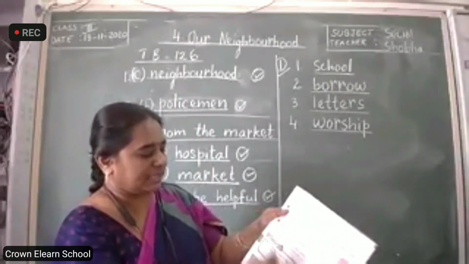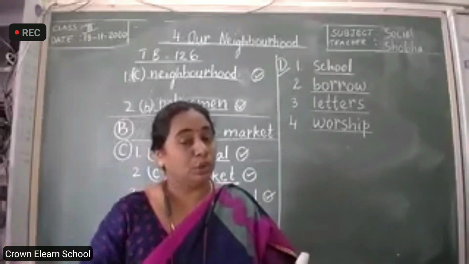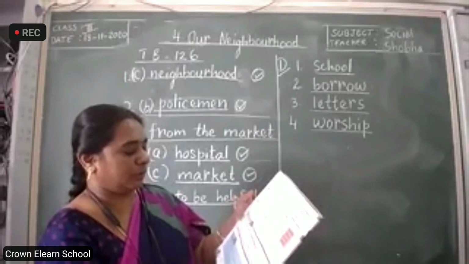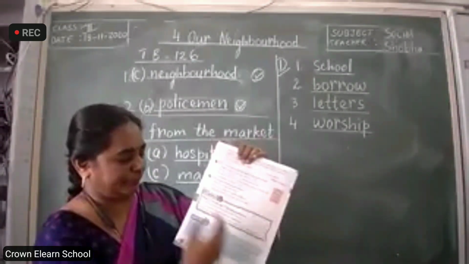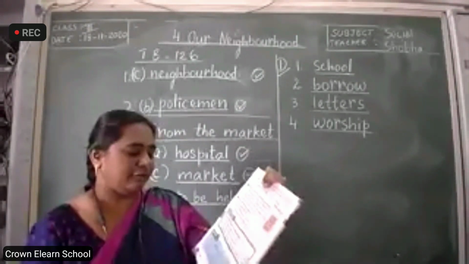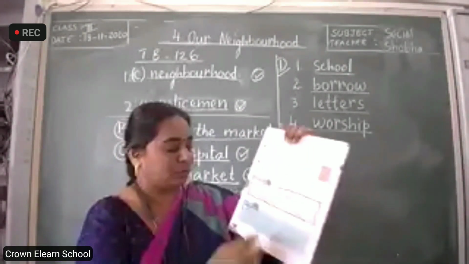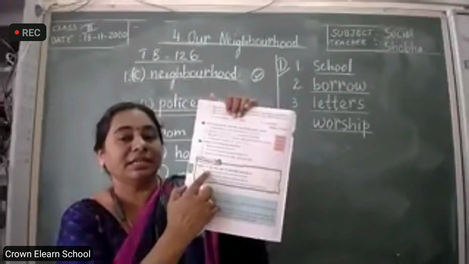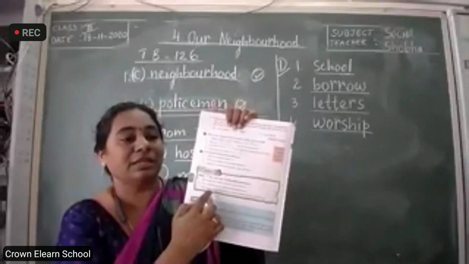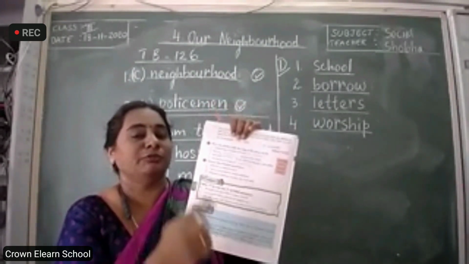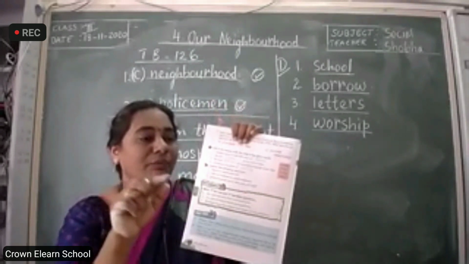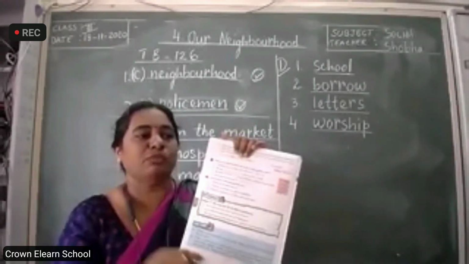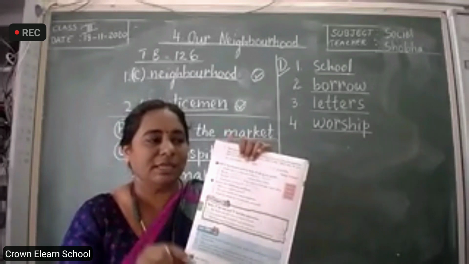Next, exercise E. Answer the following questions. Those also you will be writing in the class book. We are not going to write in the textbook. Next, test yourself. Write T for true and F for false statements. There are three statements. You have to state whether they are true or false. If they are true, what is the letter you have to use? T for true. If the sentence is false, what letter do you write?